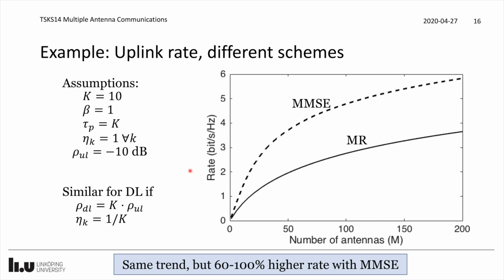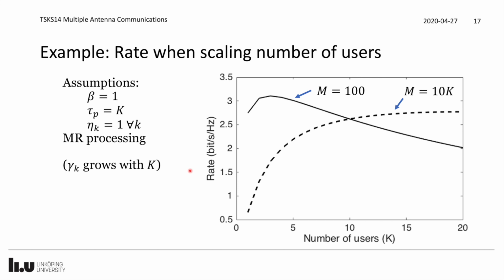We will now move on and consider the uplink in a case where we are changing the number of users. We still have beta equal to 1, tau p equal to K, and every user is transmitting with full power.